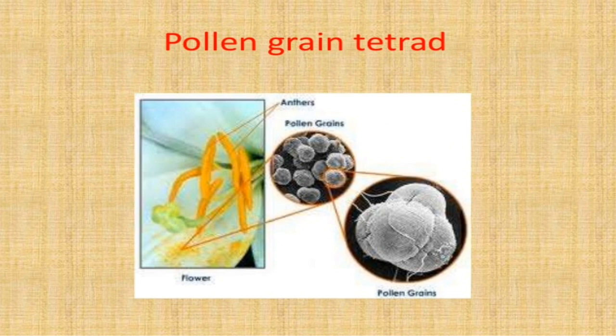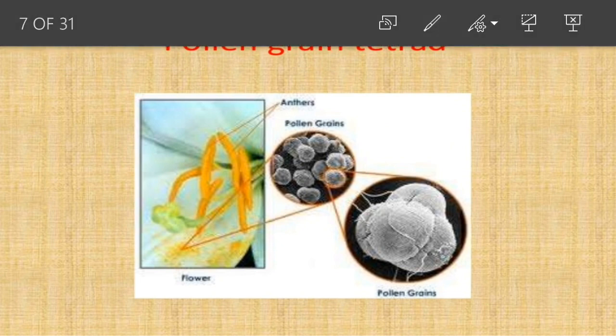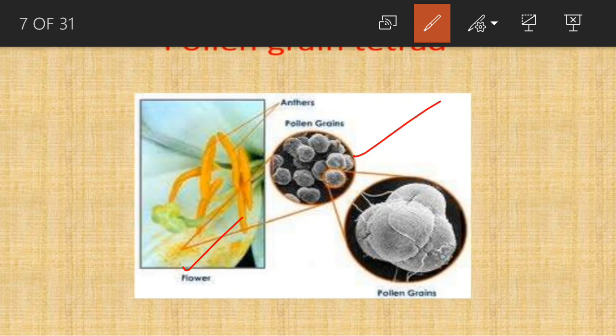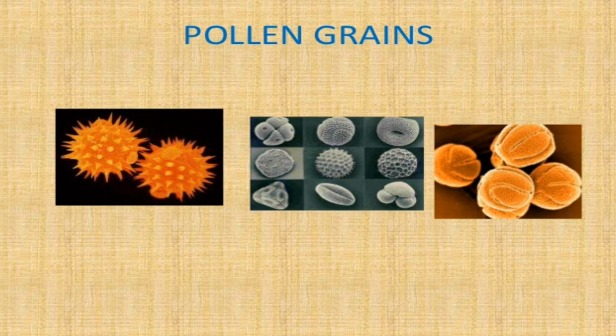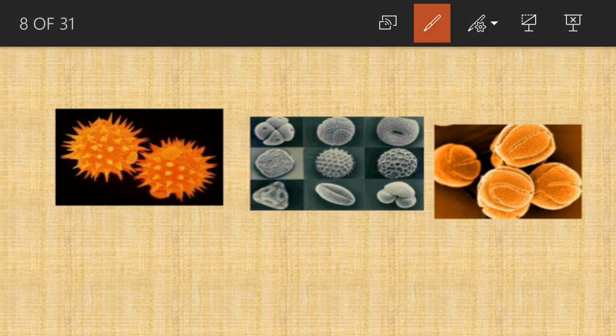Now this is a diagram of a pollen grain tetrad. In the anther the tetrad is formed, and it will separate to form independent pollen grains. These are the pollen grains, and they have different types of sculptures. The outer covering is hard, made up of sporopollenin, which is resistant to high temperature, strong acids, and other kinds of biological decomposition.